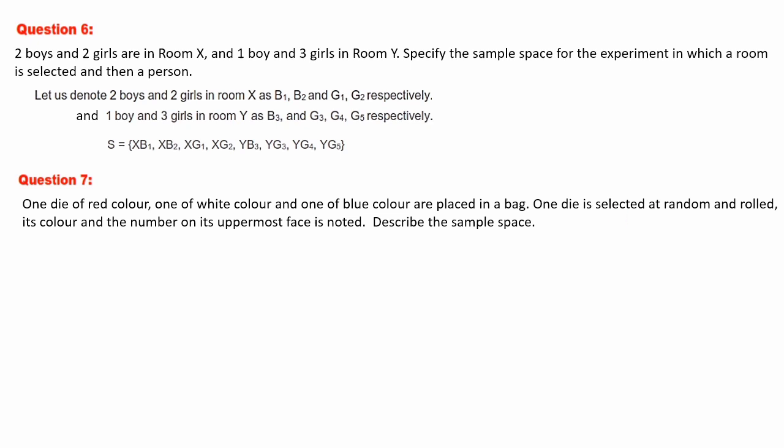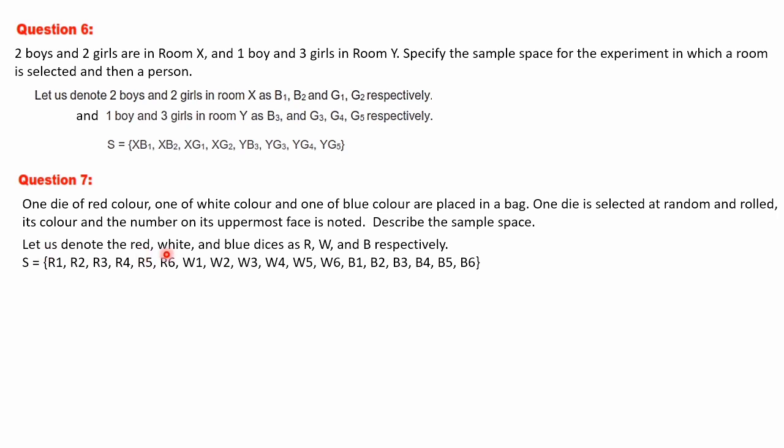And then you are rolling. And after rolling you will note two things. One is the color of the die and another is the number which is coming up on the top face of the die. Describe the sample space. So let us denote the red, white and blue dice by the first letters of red, white and blue, that is R, W and B respectively.